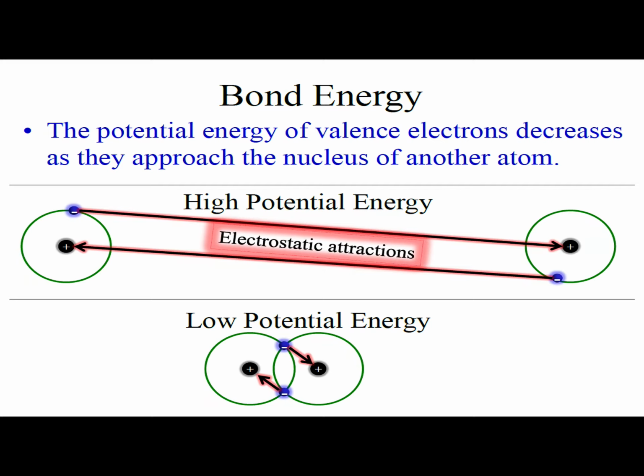So looking at bond energy, this can actually be thought of in terms of gravitational potential energy. If you have a rock on top of a cliff, it's going to have a lot of potential energy. Its potential energy is going to decrease as it falls, and then the rock's potential energy is at a minimum when it reaches the bottom of the cliff. So an application of that for our atoms is that the potential energy of valence electrons decreases as they approach the nucleus of another atom.